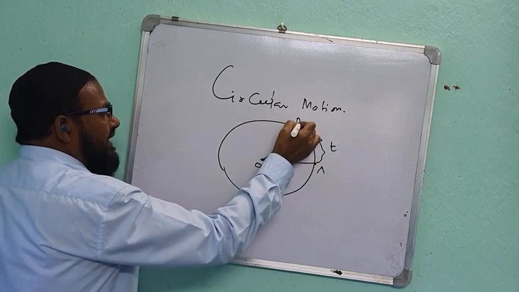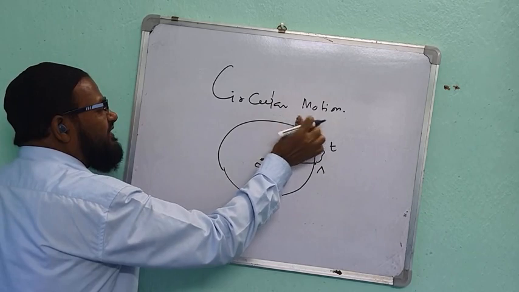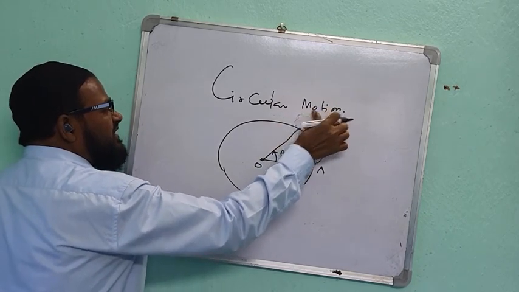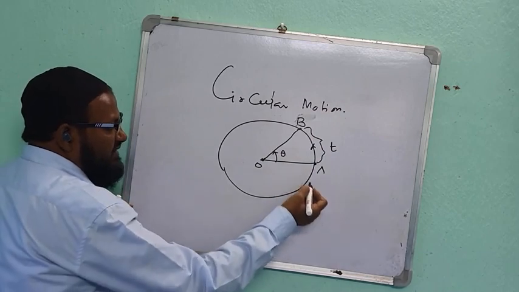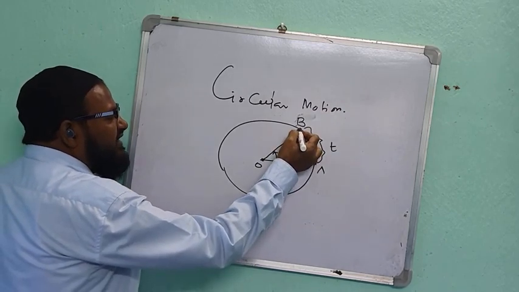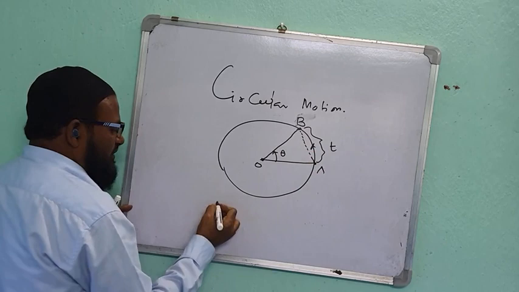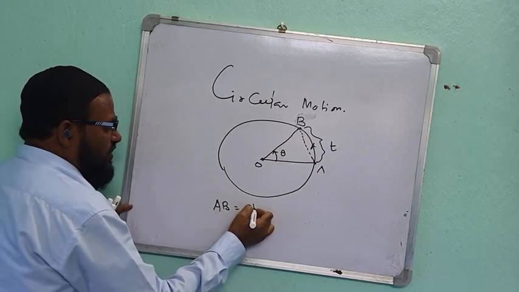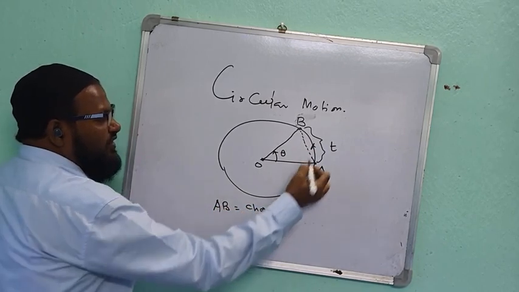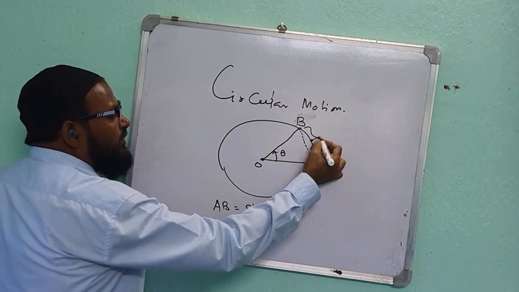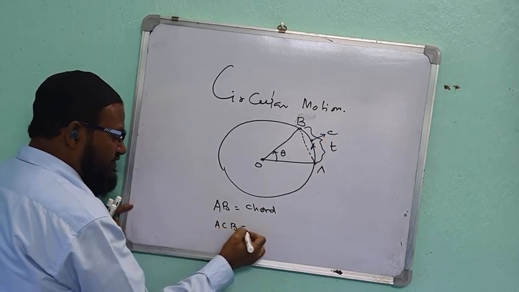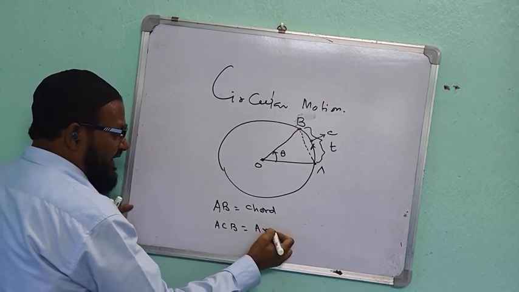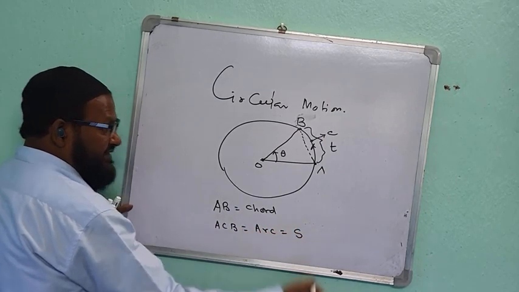This is B. Here, the direct line AB is known as a chord. But this point is C. ACB is known as the arc, and this is equal to S.